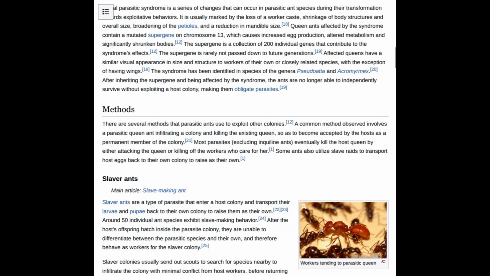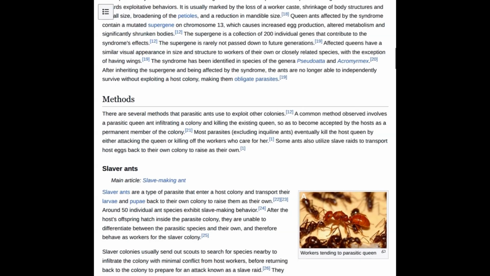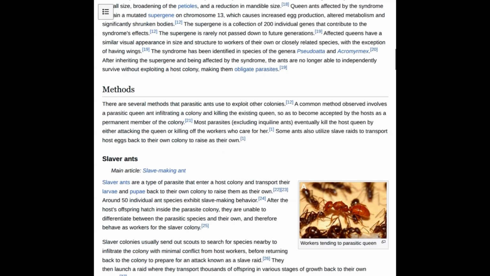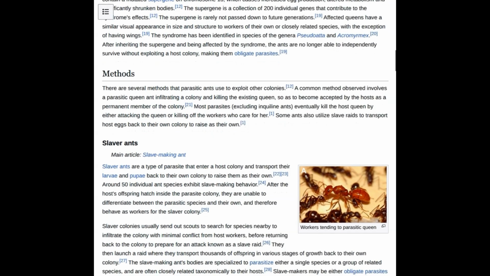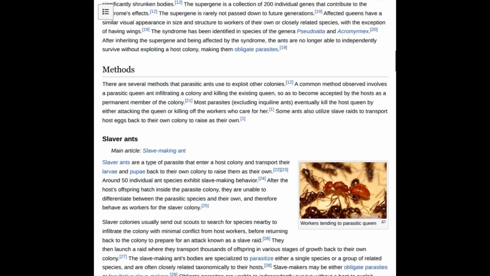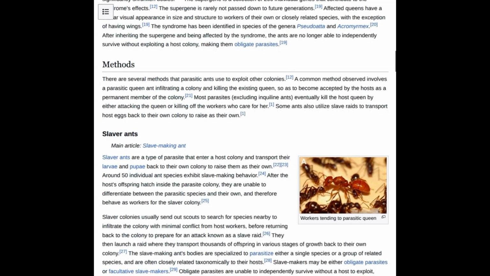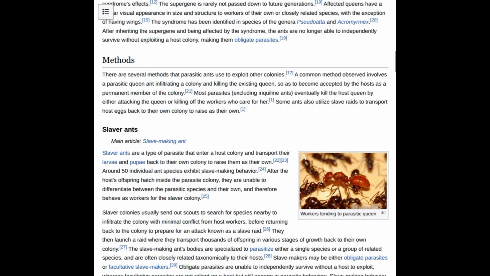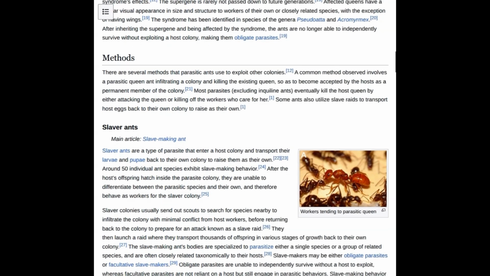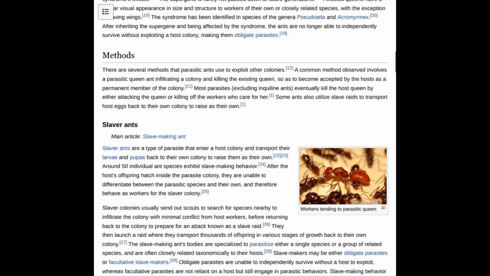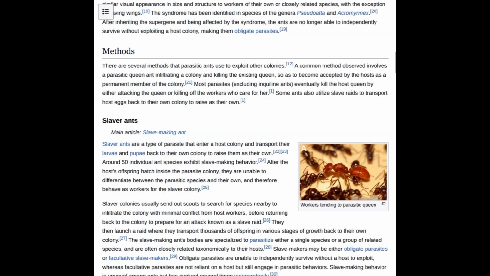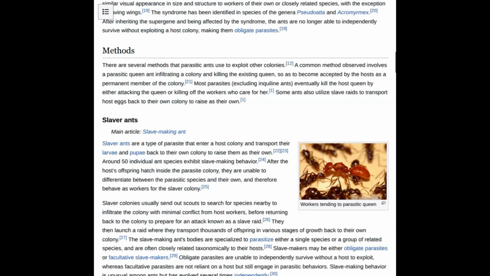There are several methods that parasitic ants use to exploit other colonies. A common method observed involves a parasitic queen ant infiltrating a colony and killing the existing queen, so as to become accepted by the hosts as a permanent member of the colony. Most parasites, excluding inquiline ants, eventually kill the host queen by either attacking the queen or killing off the workers who care for her. Some ants also utilize slave raids to transport host eggs back to their own colony to raise as their own.